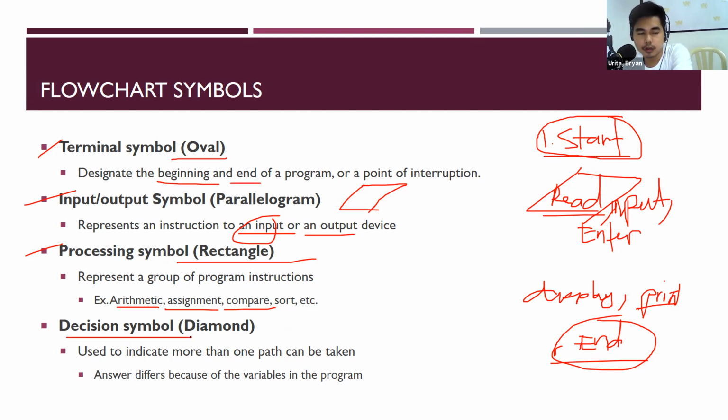Next, decision symbol, diamond. If you notice, the symbol gives us, if this is the entry, minsan meron tayong pwedeng pagpilian eh. Saan tayo pupunta? Are you going to this location? To this one? Or going down? So that is now the decision symbol.